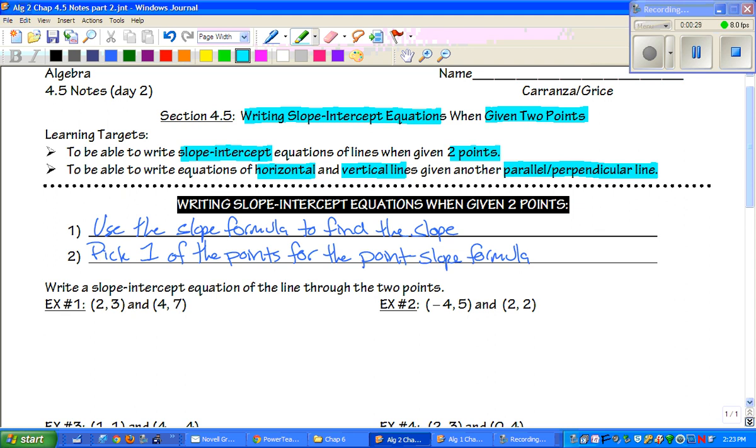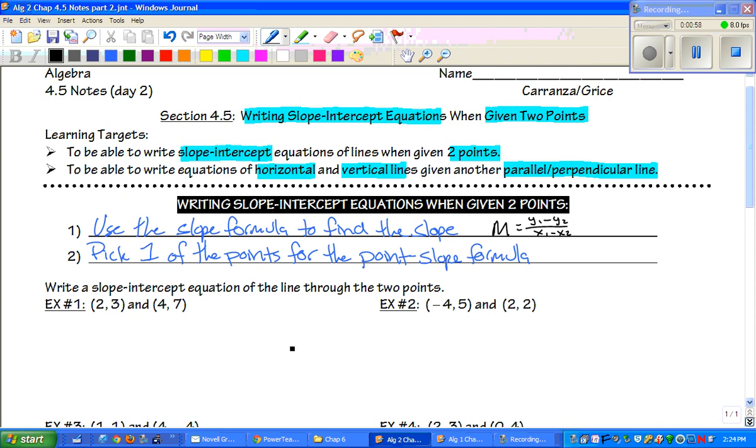Okay, so I've already written down the 2 steps that we need to follow when given 2 points. The first step is to use the slope formula to find the slope. So you got to remember what the slope formula is though. The slope equals y1 minus y2 over x1 minus x2. One of the formulas you're going to need to know.